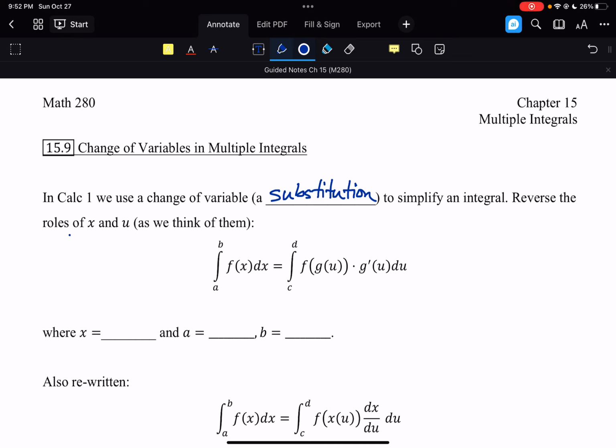If we reverse the roles of x and u as we think of them, so instead of u equals some function of x, we basically have, instead of f of x, we have a function of u taking the place of the x. This integral would become f of g of u times g prime of u du, right? So this is the basic form of the u substitution. This is how the chain rule looks, right? You get times the derivative of that inside function. This is where x is equal to g of u, a is g of c, and b is g of d.